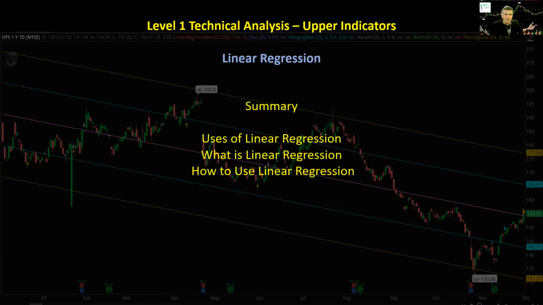Let's talk about what we're going to talk about. We're going to talk about the uses of the linear regression, what is linear regression, and how to use linear regression. So, what are the uses? What is it? And how are we going to use it? That's really what it comes down to today.